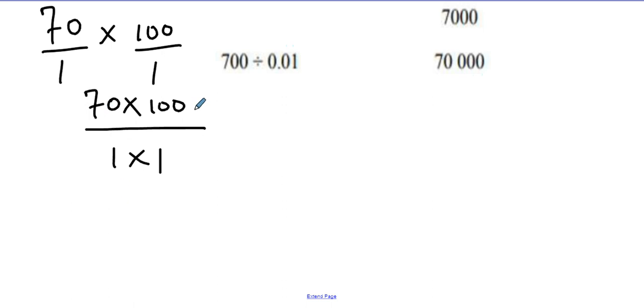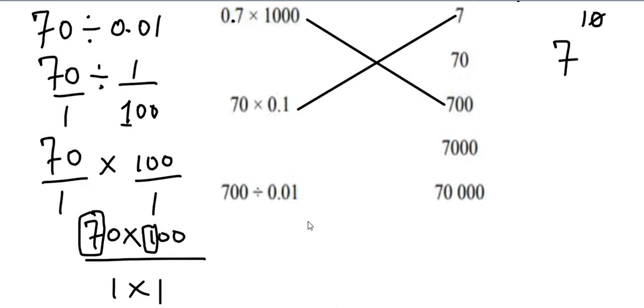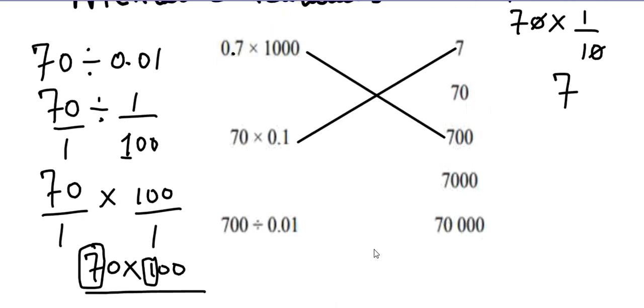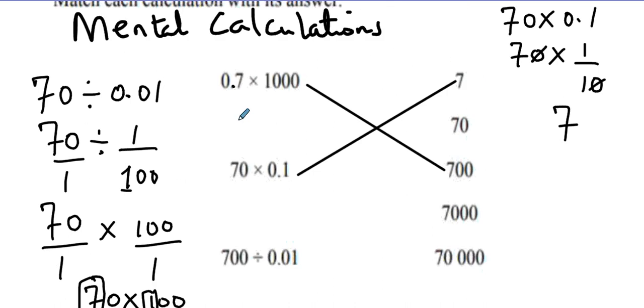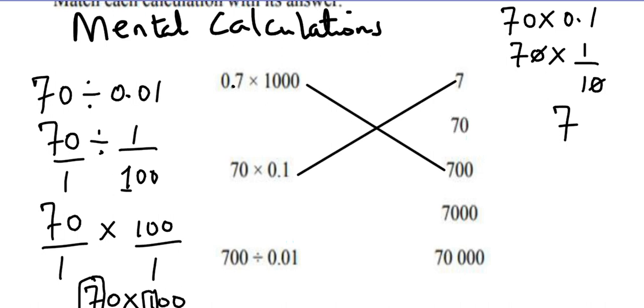So 70 times 100, just focus on the whole numbers. That is 7 times 1 is 7. Then put the zeros next to each other. So over 1, the answer remains 7,000. Okay, so we got 7,000, and this matches with 700 divided by 0.01, the answer we got is 7,000.